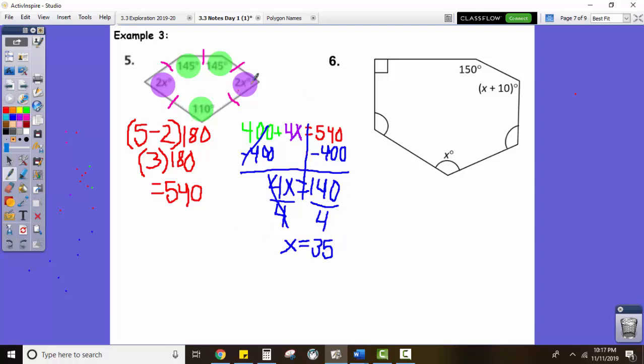Now be careful. This angle up here is not just x, it's 2x. So that means I actually would need to multiply x by 2. So 2 times 35 is 70. So both of those angles are 70 degrees. If I add 70 and 70 plus the ones that are given, it should, and it does equal 540 degrees.